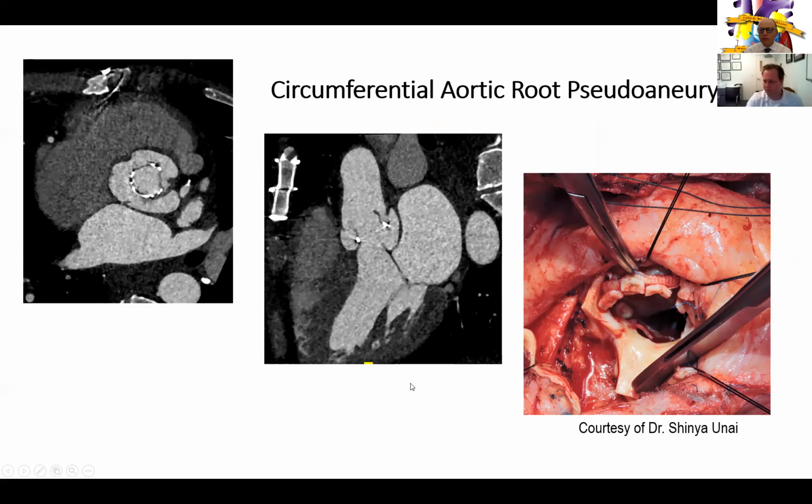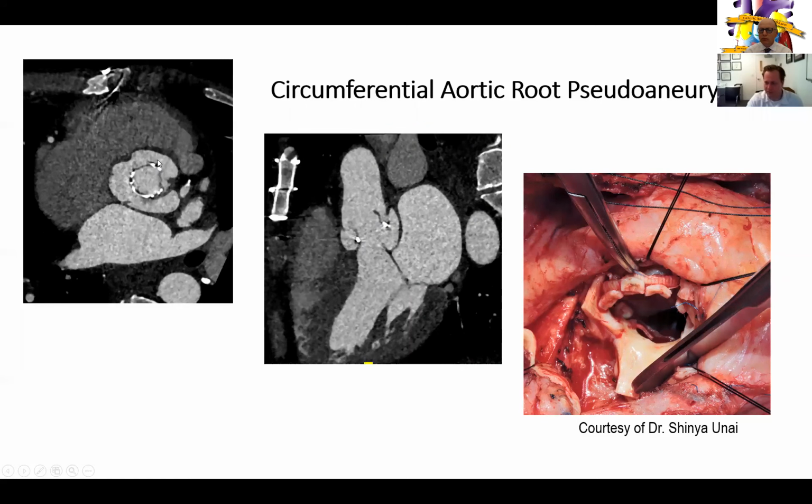So this is a slide courtesy of one of our surgeons, Dr. Unai. And here you can see that there's basically a circumferential aortic root pseudoaneurysm. And he described to me that often the valves like this are nearly completely dehisced and can be kind of pulled out with only cutting a couple of sutures.